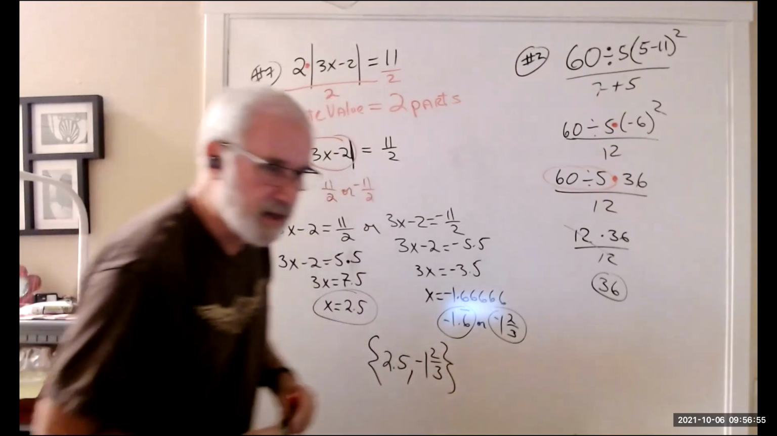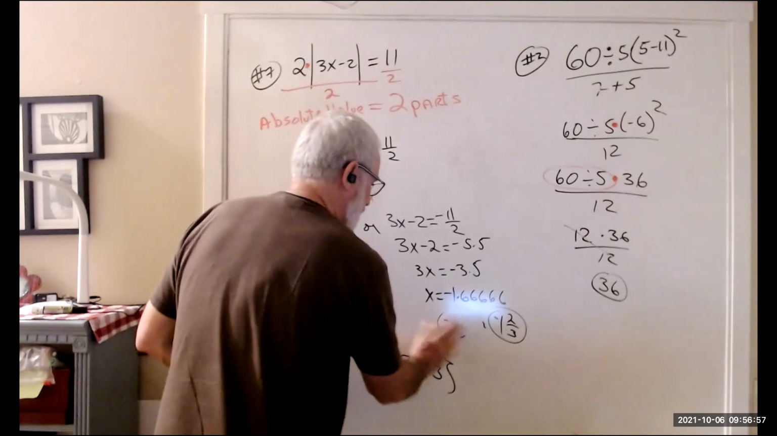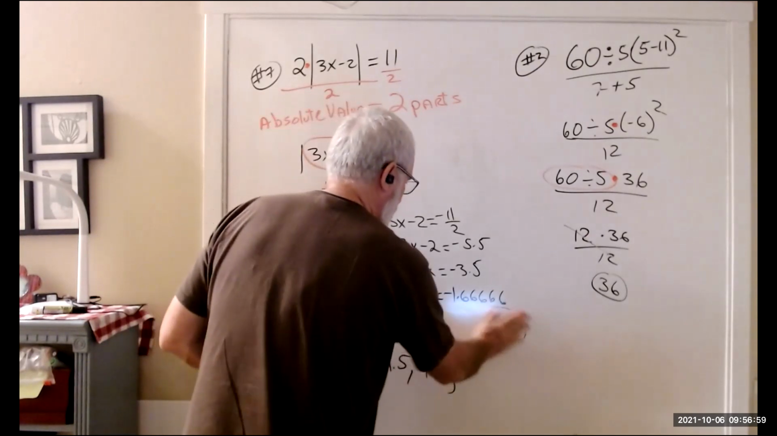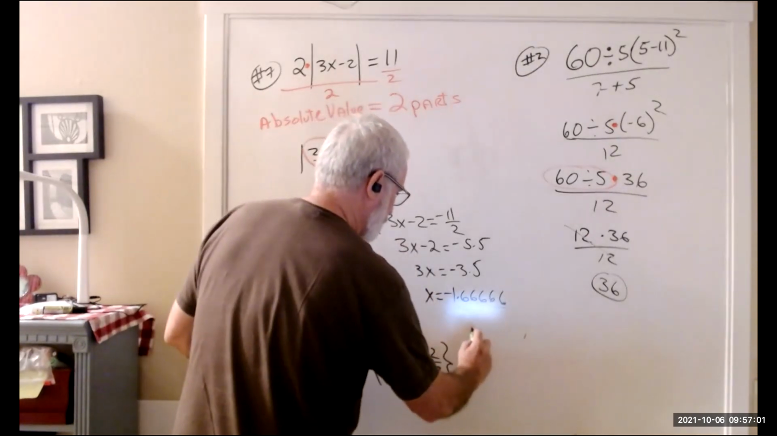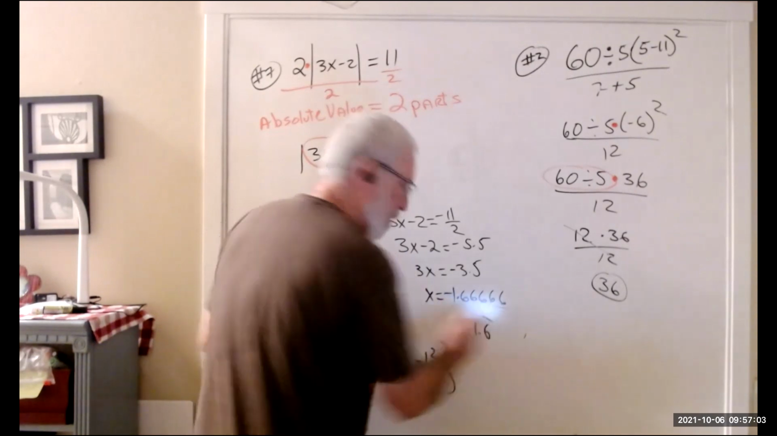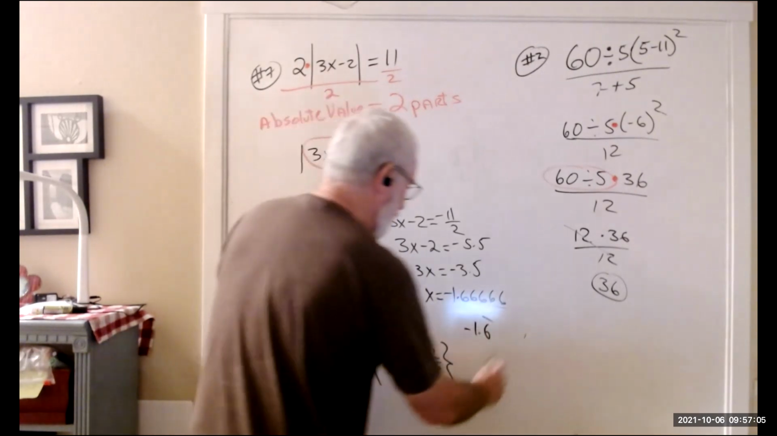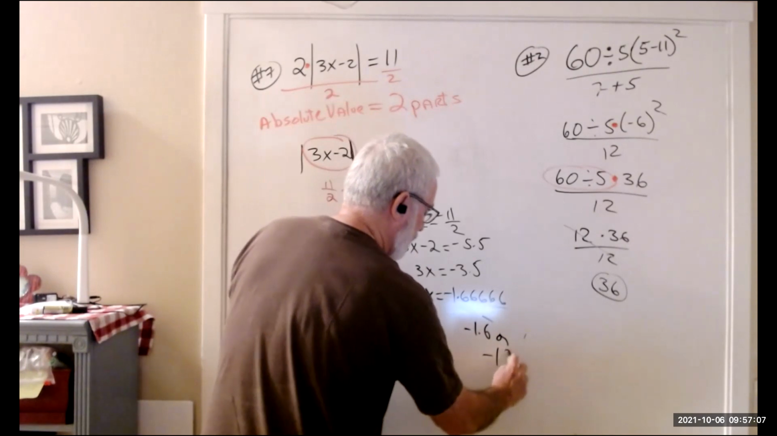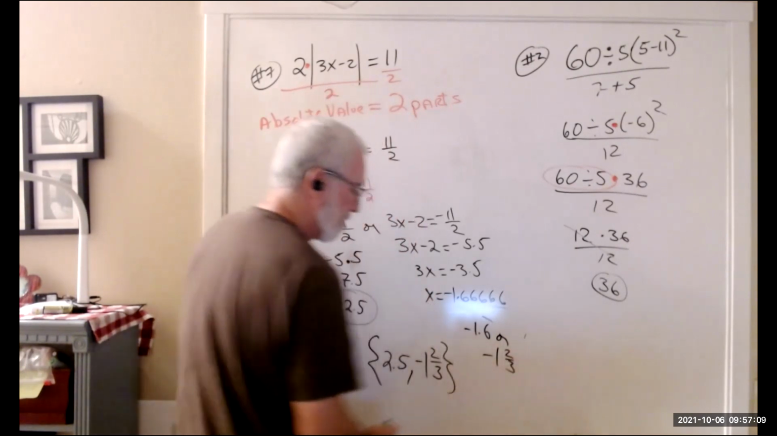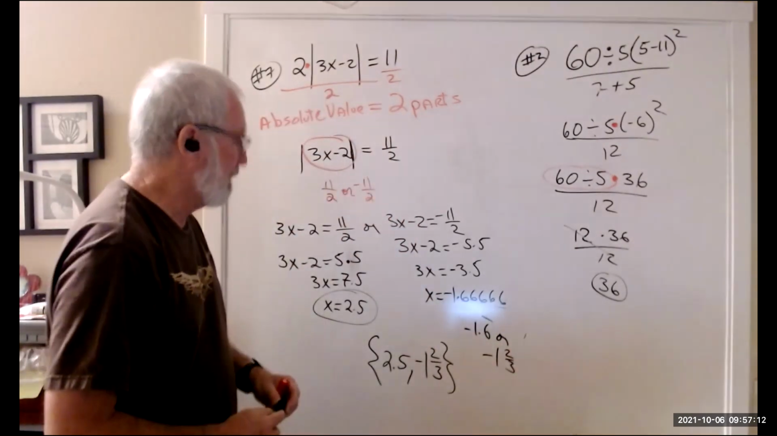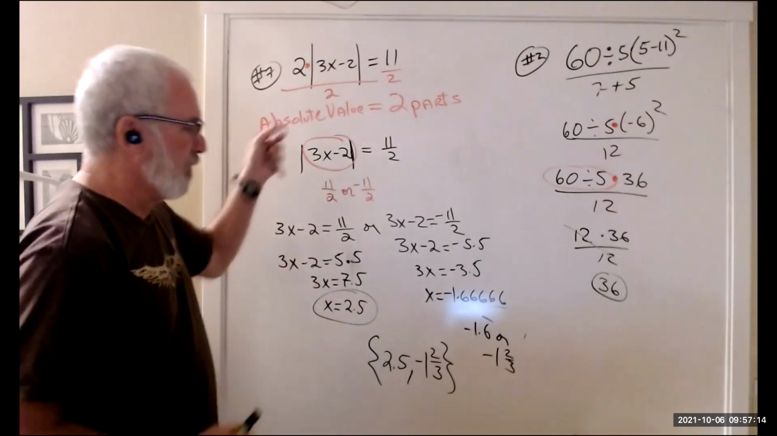And of course, I would put this in the glare. Good job. This is 1 point. So this was negative 1.6 bar. Is that in the glare? Not quite. Or it's negative 1 and 2/3. That's what I was trying to say. Okay. So anyway, this is this problem.